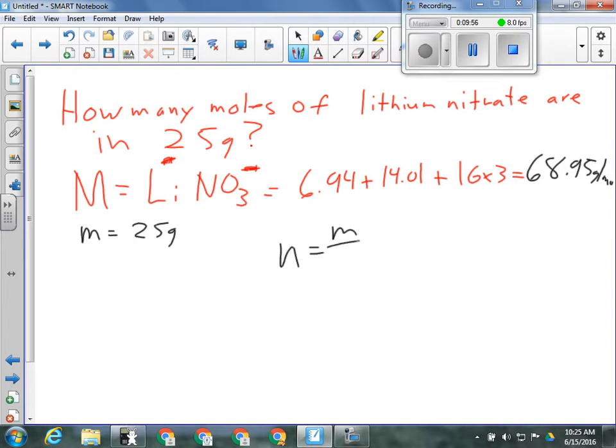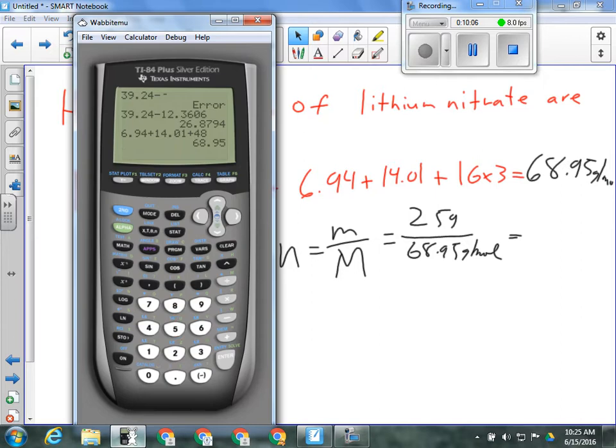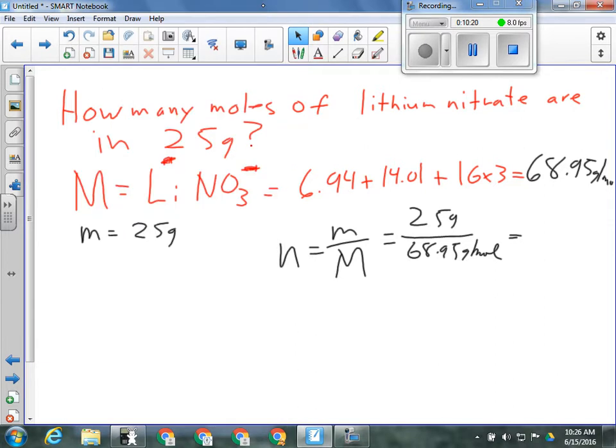N equals little m over big M. 25 grams divided by 68.95 grams per mole. All right, so I have 0.36 moles. Okay, so that's kind of the easiest one.